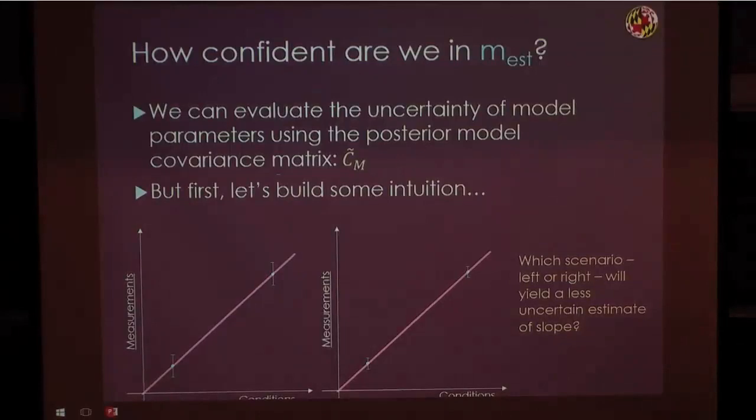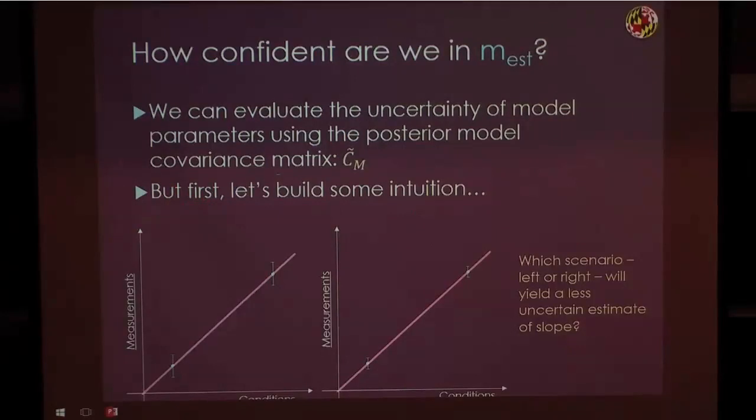So now we want to ask a question, which is how confident are we in our inferences of this m^est, in our inferences of the model parameters? In this case, it's just two model parameters. One is the slope, one is the y-intercept. How confident are we in those inferences? Well, we can actually evaluate the uncertainty of the model parameters using what's called the posterior model covariance matrix, C sub m, with a little tilde to tell you that it's special. Because there's one that doesn't have the special.